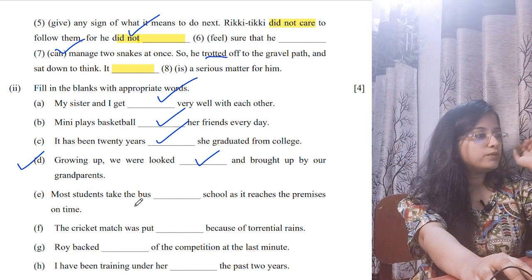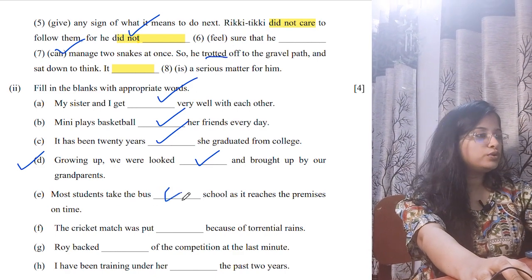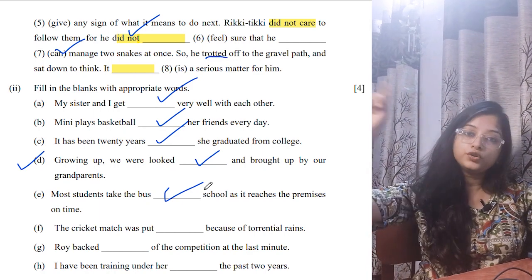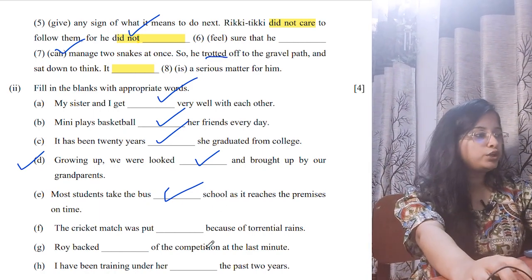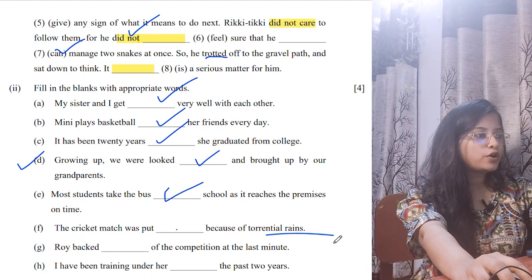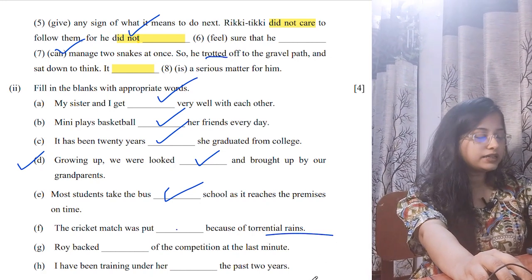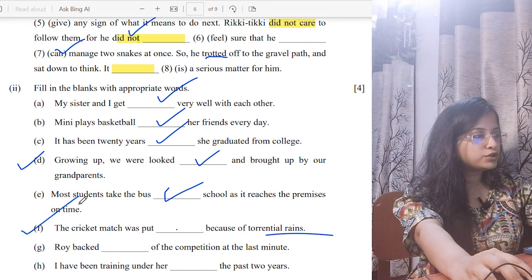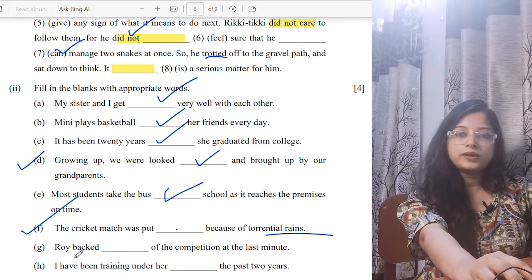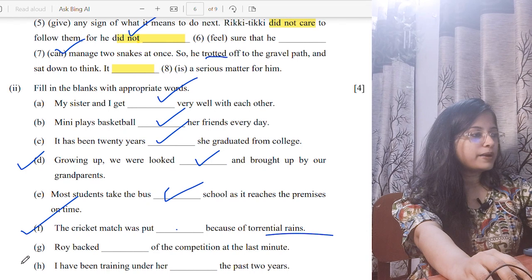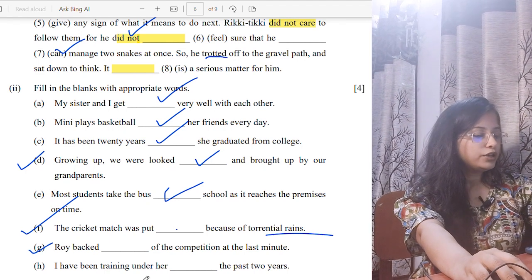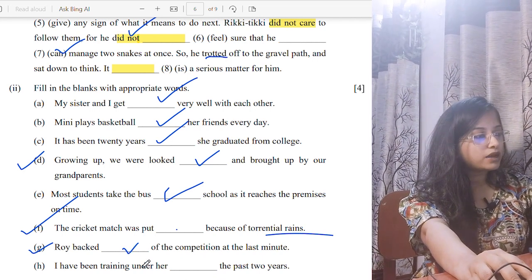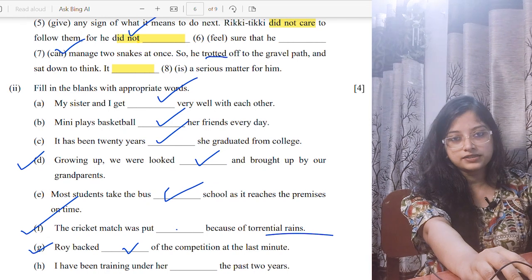Next, number E. Most students take the bus to school. That means why is to correct over here? Because you are taking the bus. Why? To reach school. Okay, that is the destination. 2. The cricket match was put dash because of torrential rain. So because of a reason, the cricket match was put off. Put off means it was postponed. This is also a phrasal verb. So you see how class 9, 10 and 11s, 12s are all similar. Okay. Roy backed dash, again a phrasal verb. Roy backed dash of the competition at the last minute. So backed out of means you say no, that I'm not going to be present, right?